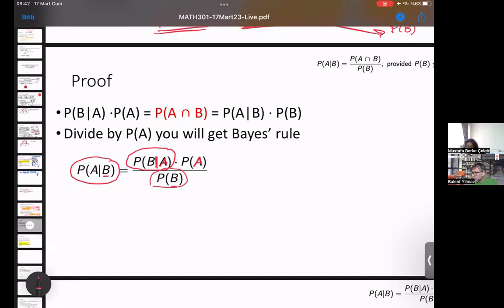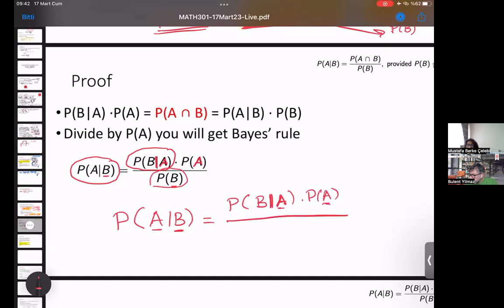Let me write again. Probability of A given B. I want to know this. When B is given, I want to find out the probability of A, and I know the probability of obtaining B event given that A event has occurred, times, you see this, after this thing, I will have this A here, this A divided by probability of B. Okay, and this given thing will be down.